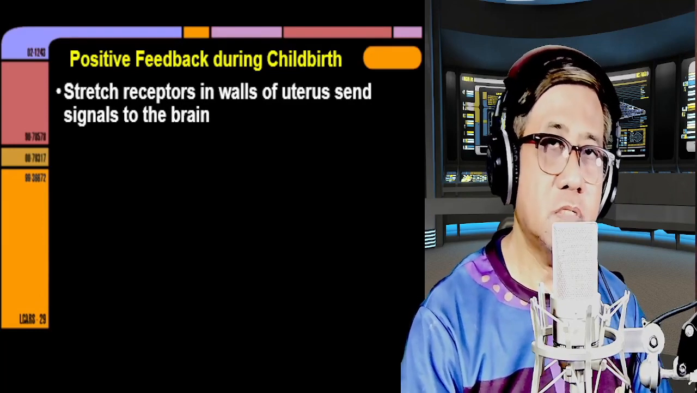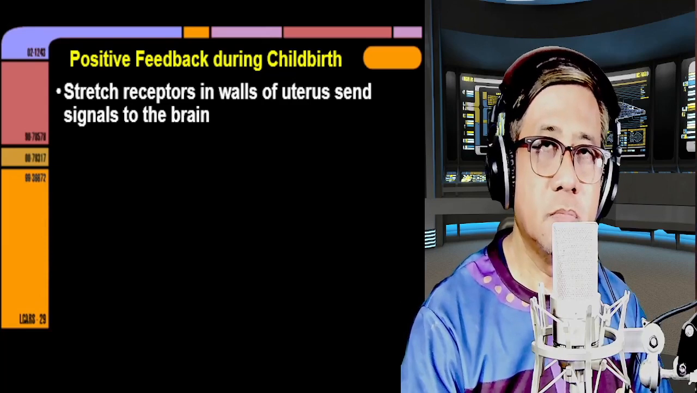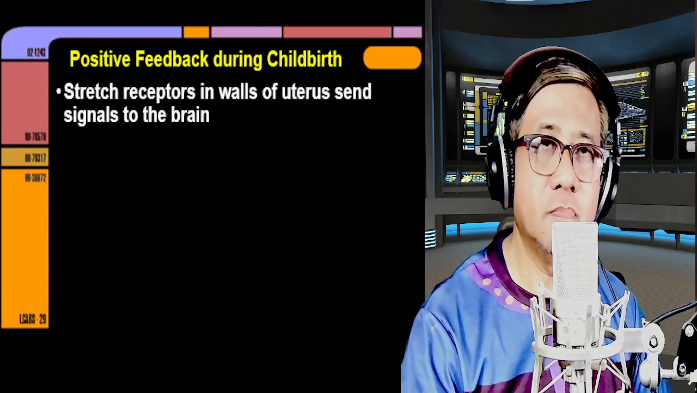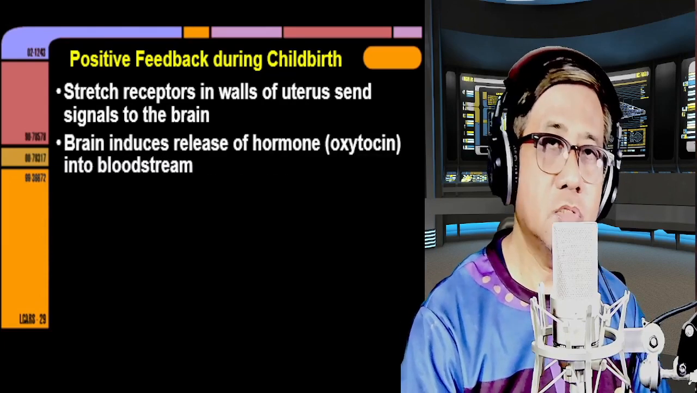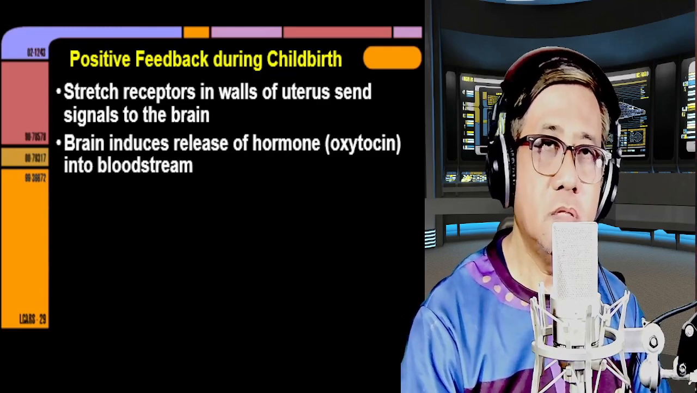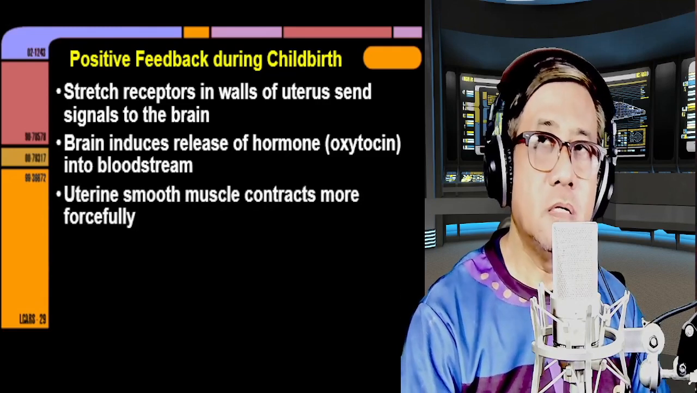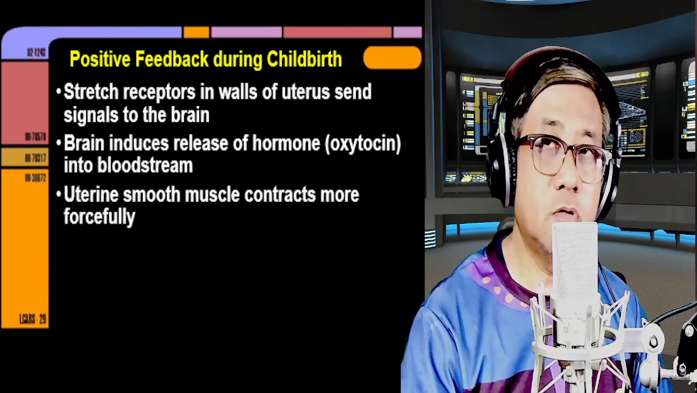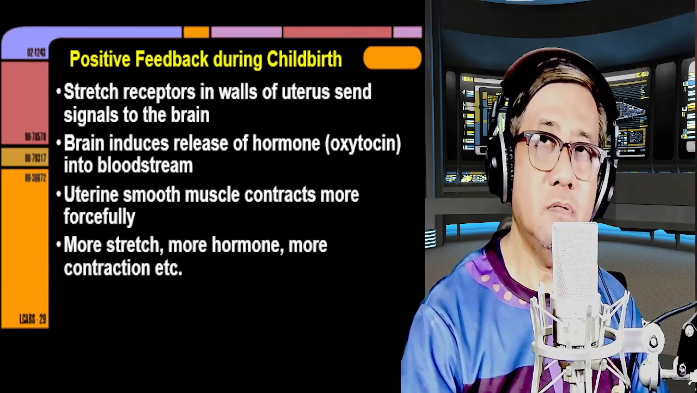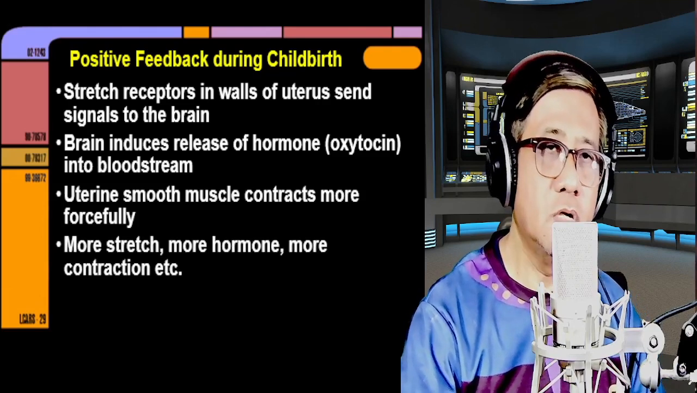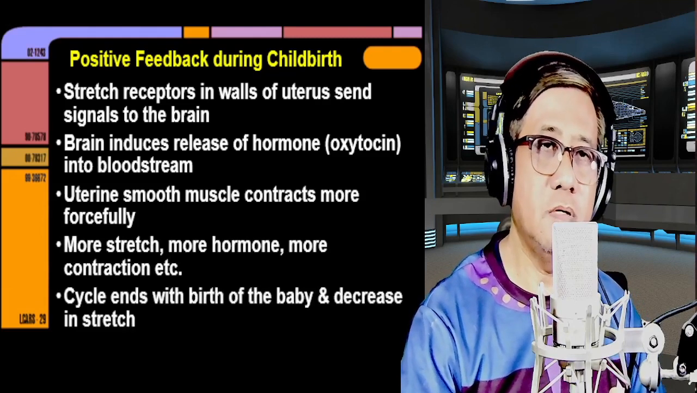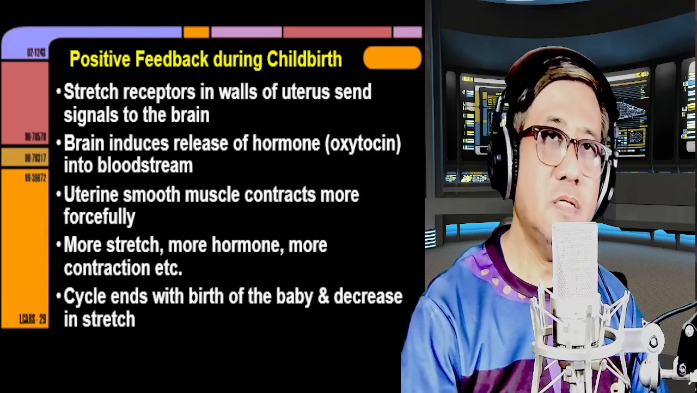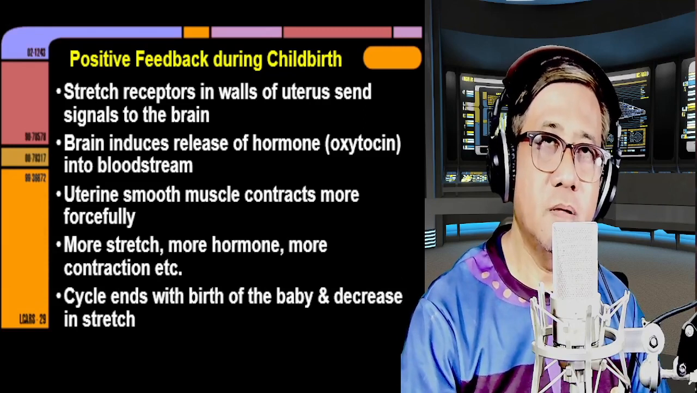So there are stretch receptors in the walls of the uterus and that is sent to the brain. The signals are delivered to the brain. Alright, upon childbirth. Then the brain induces the release of oxytocin into the bloodstream to further stimulate the muscles of the uterus to contract. So uterine smooth muscles contract more forcefully para lumabas yung baby during childbirth. So more stretch, more hormone, more contractions hanggang lumabas yung baby. Alright, the cycle ends with the birth of the baby and decrease in stretch. So that is an example of positive feedback mechanism.